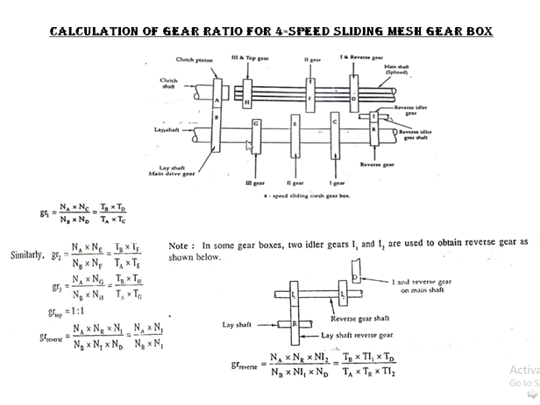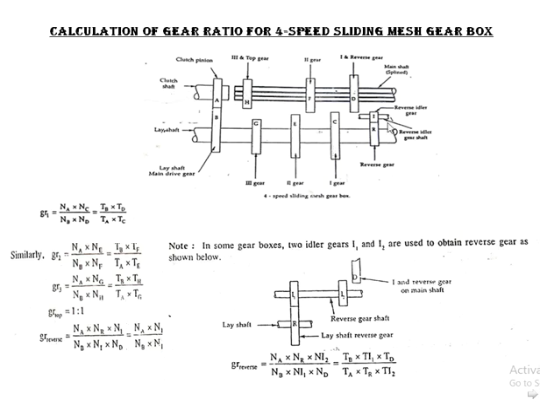Similarly in third gear ratio, the power flows like this from the clutch to the lay shaft to G to H. The gear ratio for this one is Na by Nb into Ng by Nh on speed. In teeth, it is Tb by Ta into Th by Tg. It is the third gear ratio. Top gear ratio is 1:1. So this main shaft is going to connect directly with the clutch shaft. So it is a 1:1 gear ratio.